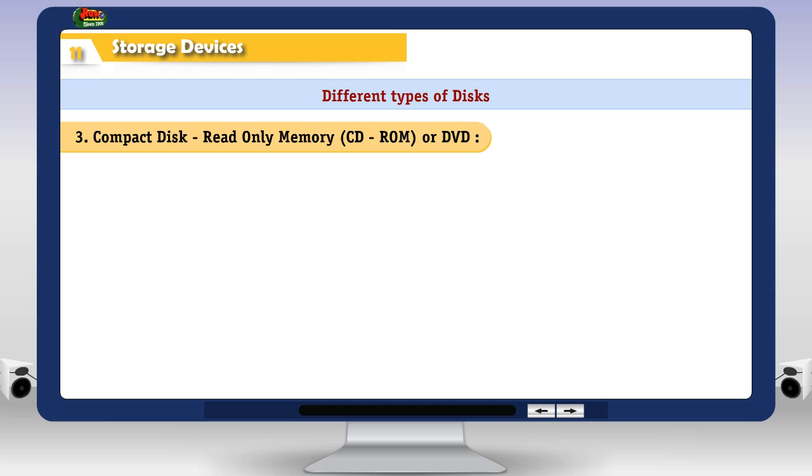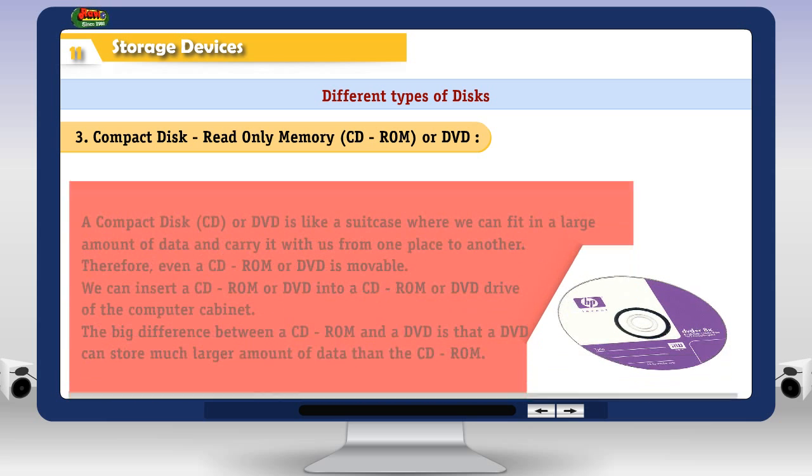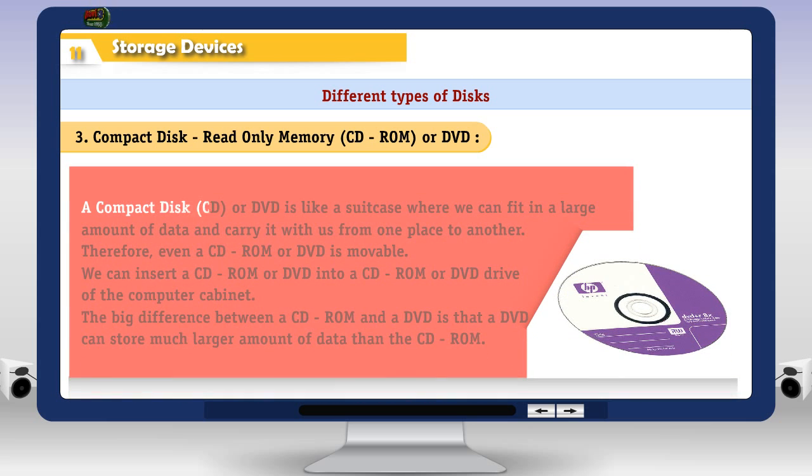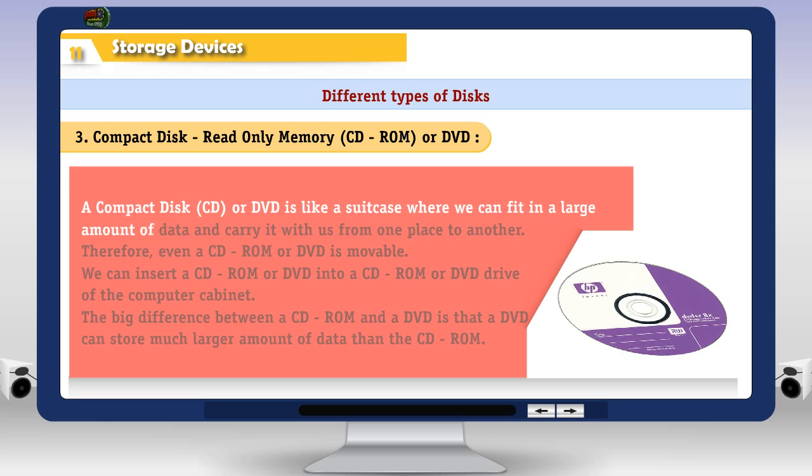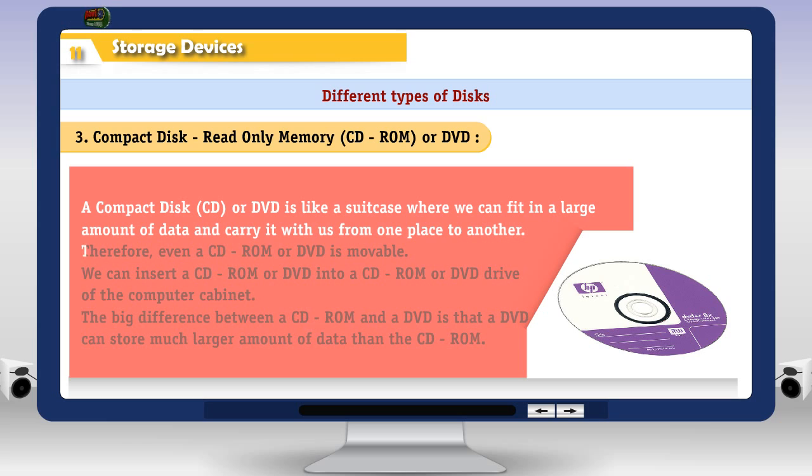3. Compact disk, read-only memory, CD-ROM or DVD. A compact disk, CD or DVD is like a suitcase where we can fit in a large amount of data and carry it with us from one place to another. Therefore, even a CD-ROM or DVD is movable.